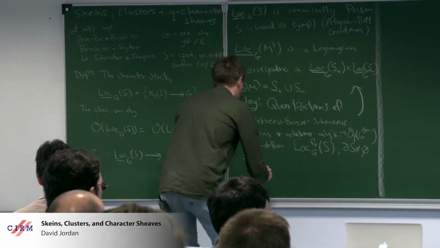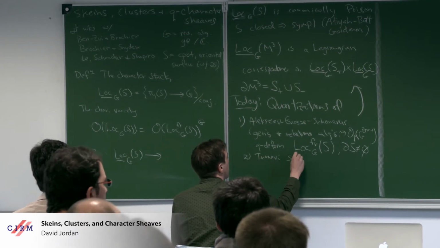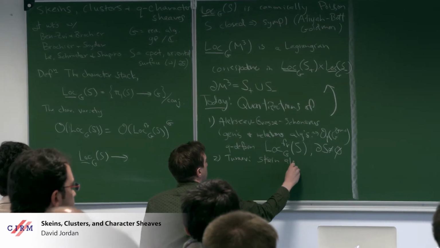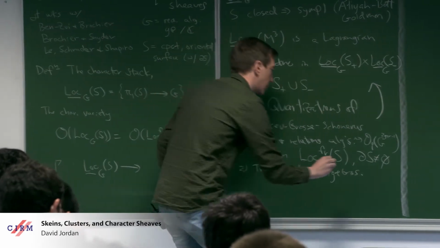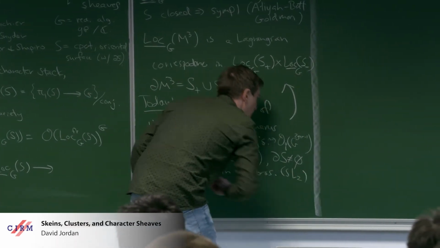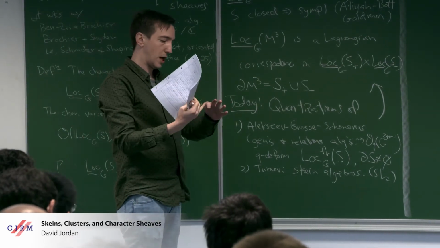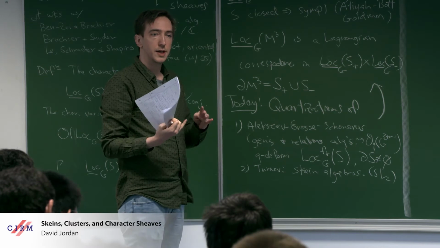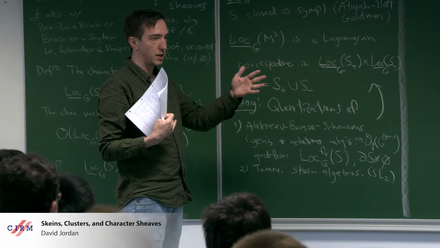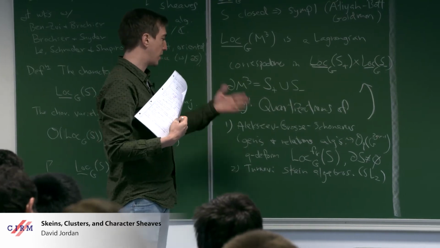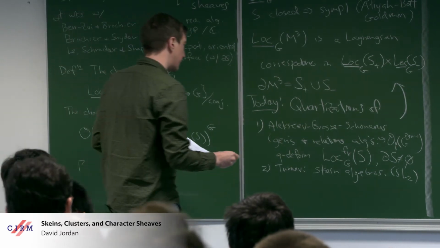Another one was proposed by Turaev, and these are skein algebras. This is really in the case of SL2, and I'll talk a lot about this. Roughly, skein algebras are diagrammatic algebras that are defined by considering all possible tangles in a given three-manifold modulo certain skein relations like you see in the Jones polynomial.